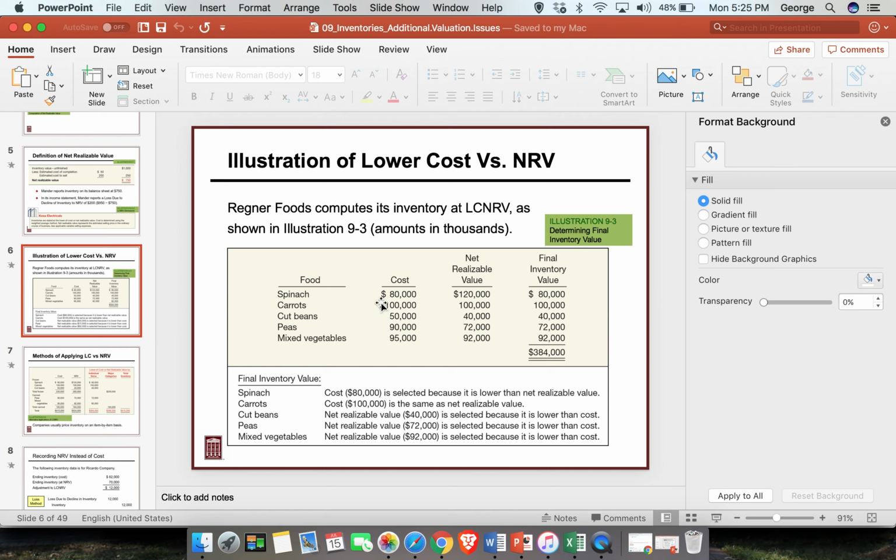So for this company, you've got a cost of 80 for spinach. NRV is 120, so the value is going to be 80. Carrots, we're going to use either one, right? It's equal. Cut beans, though, we'll use the net realizable value because that's lower. Same with peas, and then mixed vegetables. So we add those up, and 384,000 would be the value of that inventory, our final inventory value.